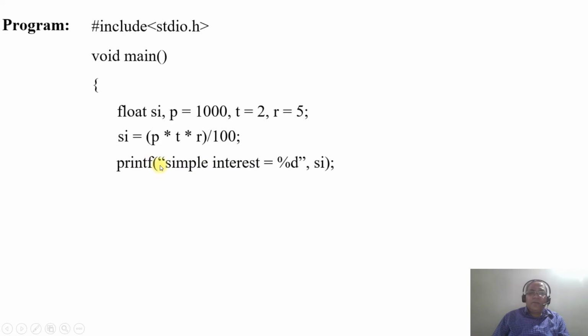So printf, again within the brackets, within double quotes, simple interest equals. So what is %d here? The value of the simple interest, whatever the calculated value, is going to be displayed here, %d within quotes. Then what is the variable name it has to display? That is SI. So since SI is the one being displayed here, you will give SI here with the semicolon.